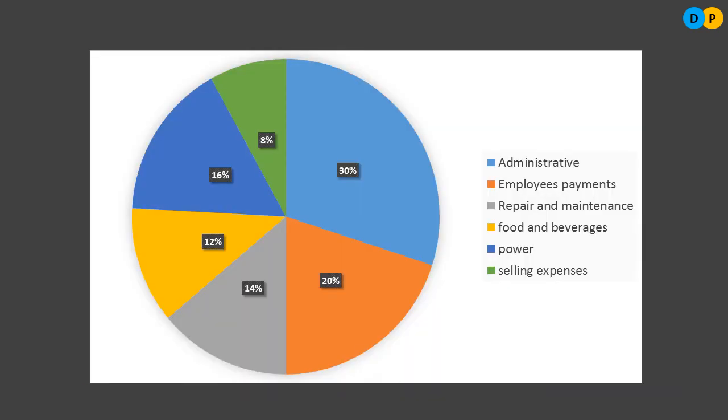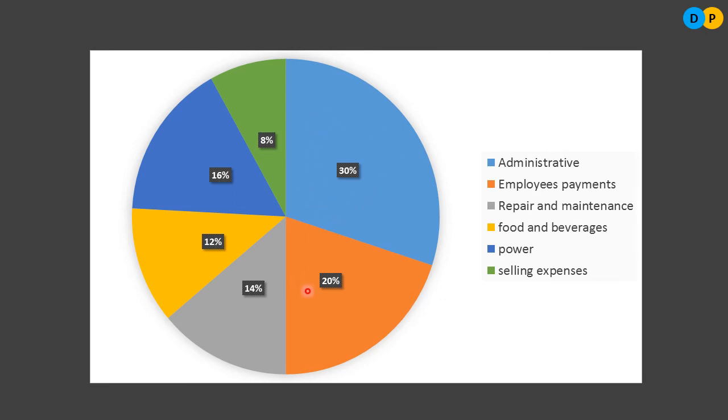Now let us construct the pie chart. So the pie chart looks like this. The first 30% is administrative. As you can notice here, the blue color indicates administrative. The next 20% indicates employee payments. How did we get this angle? Please notice here, this is around 108 degrees.